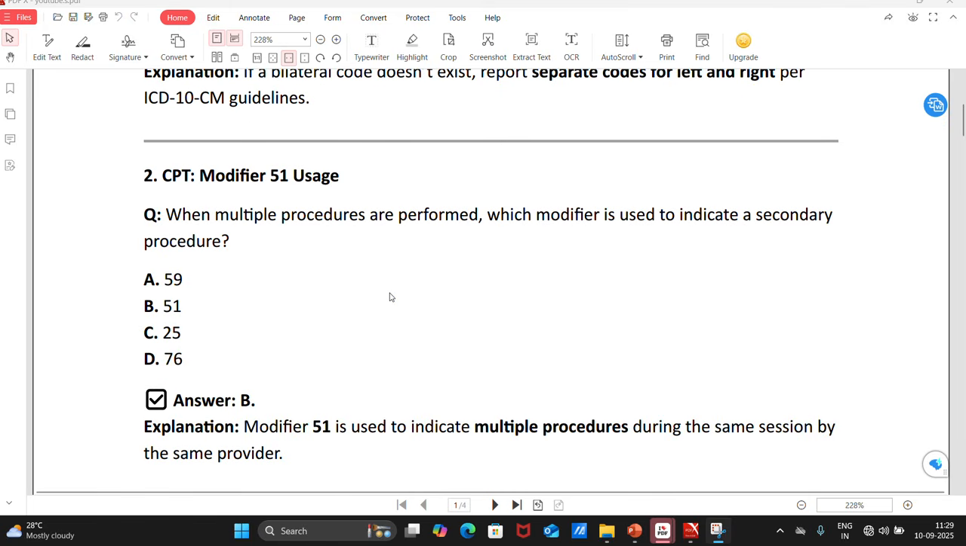Next is a modifier related question. The modifier 51 is used for what purpose? Okay, what is the usage of modifier 51? Multiple procedures are performed. Which modifier is used to indicate a secondary procedure? Okay, so the right answer is modifier 52. Okay, here is the answer. Option B is the right answer.